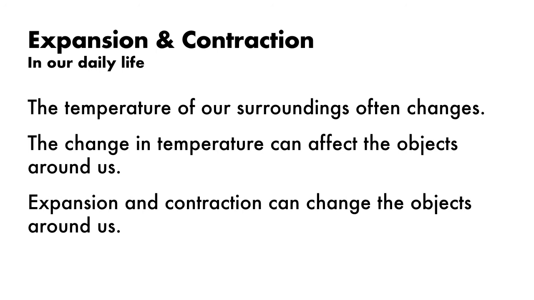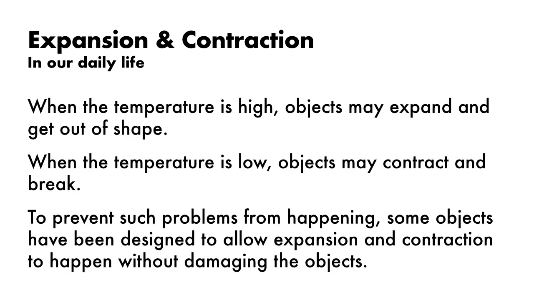And because objects expand and contract when they take in heat or lose heat, expansion and contraction can also change the objects around us. When the temperature is very high, an object will expand and get out of shape. When the temperature in the surrounding is very high, the object will gain heat, because heat travels from the surrounding to the object. So the object will gain heat, expand, and then it will be bigger.